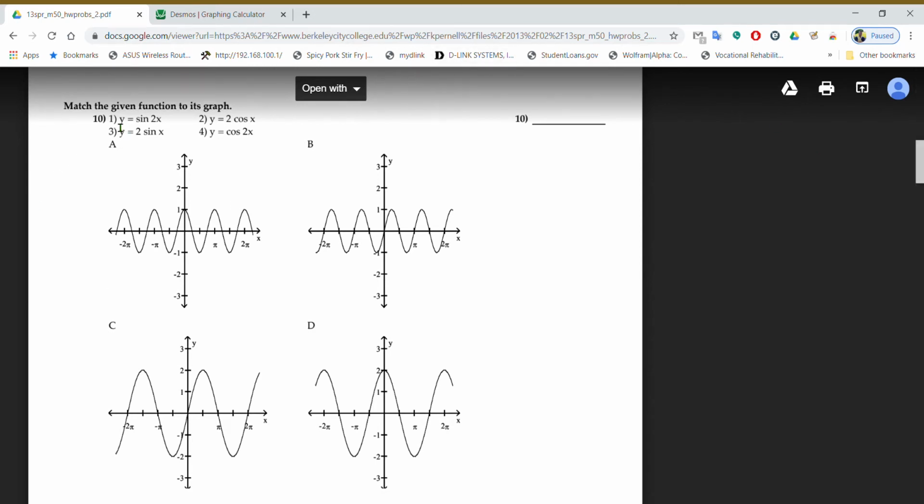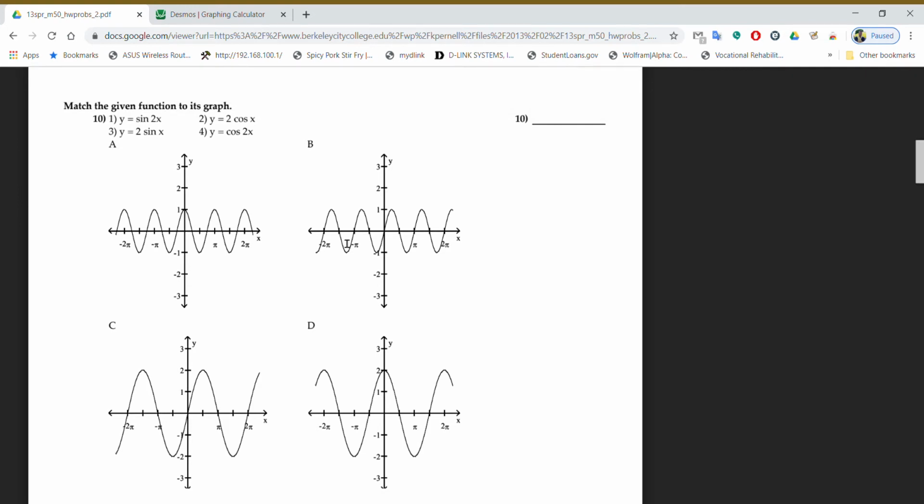So you've got 1, 2, 3, 4 different trig functions here. They all kind of look similar. They have a lot of 2's in them. And then you have these 4 graphs here to choose from. So I really want to just show you guys a strategy here. We're going to go over to Desmos in just a second. I'm going to have to flip back and forth between the screens so you guys can see stuff.